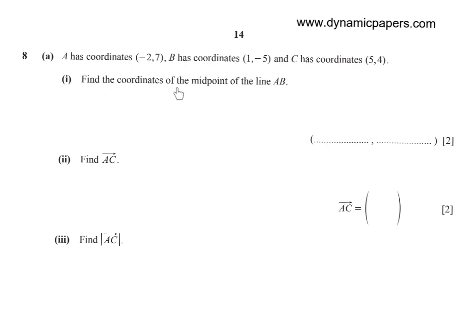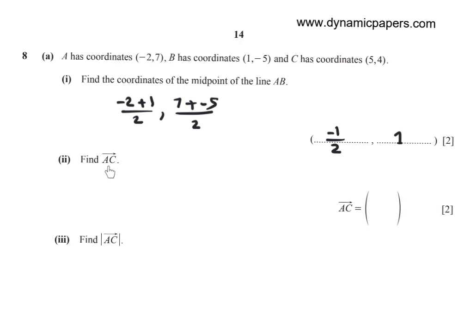5, 4. Find the coordinates of the midpoint of the line AB. So the midpoint is (x plus x over 2, y plus y over 2). So negative 2 plus 1 divided by 2, and 7 plus negative 5 divided by 2. So negative 1 over 2, or negative 0.5. And the other value, 2 over 2, which is 1. So negative 1 over 2, or negative 0.5, and 1.